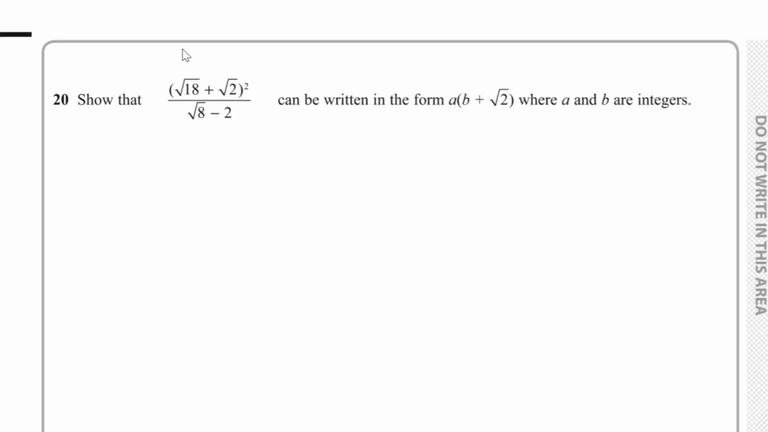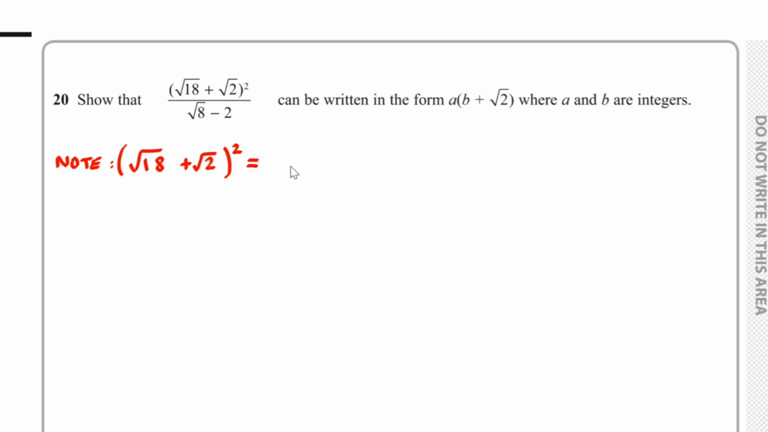Question number 20, we have to show that the square root of 18 plus the square root of 2 all squared, divided by the square root of 8 subtract 2, can be written in the form a times b plus root 2, where a and b are integers. Now what we'll do to begin with is we'll deal with the root 18 plus root 2 all squared.